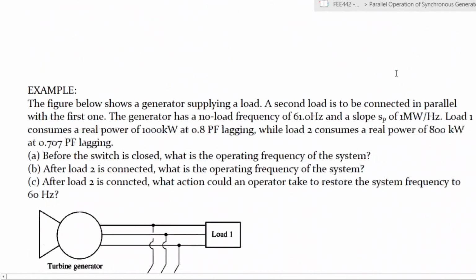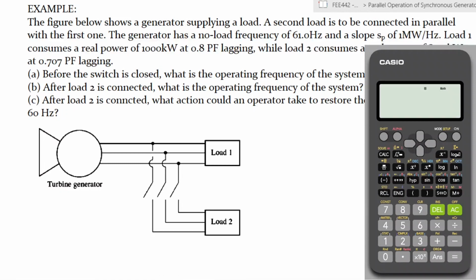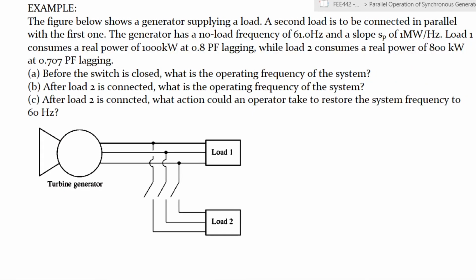Okay, so let's move to do an example. The figure shown shows a generator supplying a load. The second load is connected in parallel to the first one. So here we are not looking at parallel operation, we're just looking at single operation and the changes that will occur to frequency and terminal voltage when we change the load in a generator. So this is quantifying what we've just talked about, the linear characteristics of generators in terms of active power and reactive power. So you have a generator with a no load frequency of 61 hertz. That is the set point that you have set for this particular instance. The slope is given by 1 megawatt per hertz. So for every megawatt increase, there's a 1 hertz drop in frequency, right?